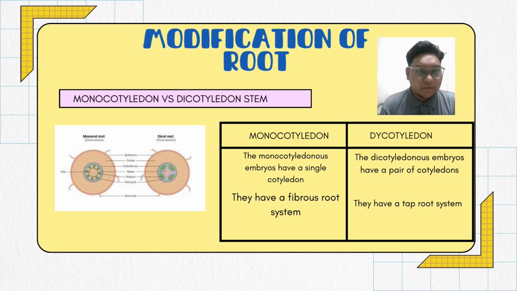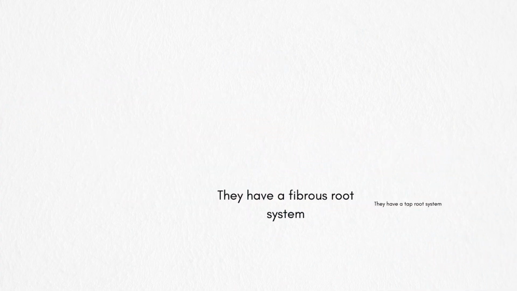Monocotyledon versus dicotyledon. Monocotyledon: the monocotyledonous embryos have a single cotyledon. They have a fibrous root system. Dicotyledon: the dicotyledonous embryos have a pair of cotyledons. They have a taproot system.